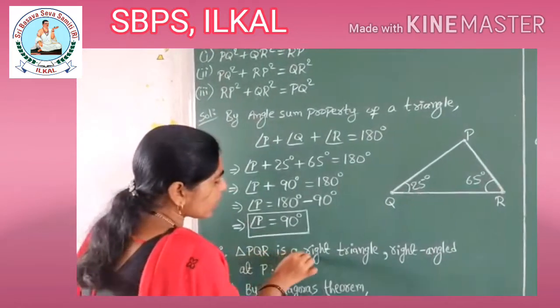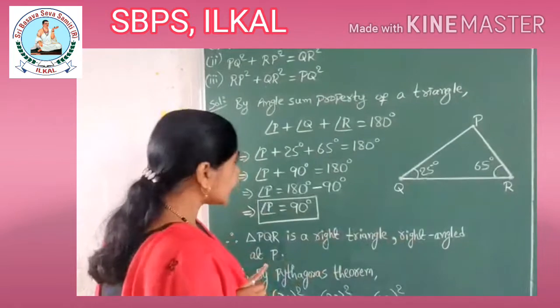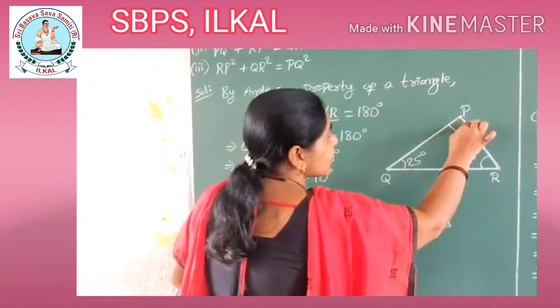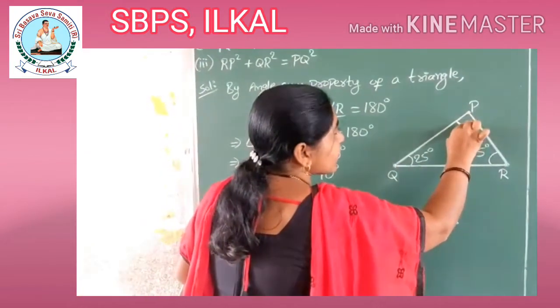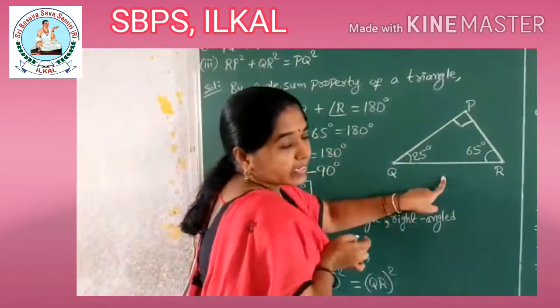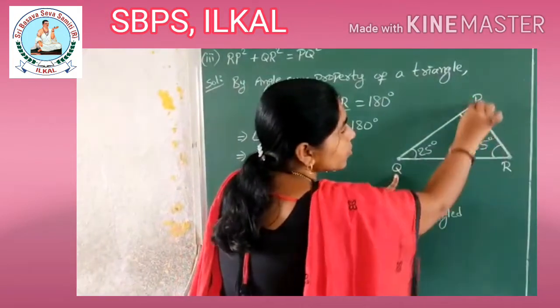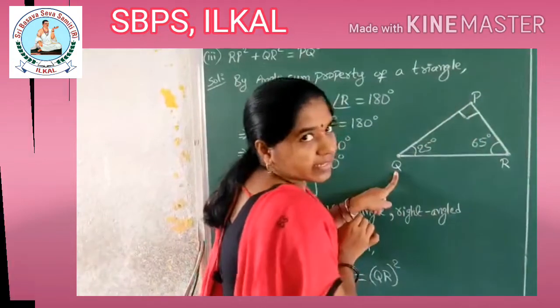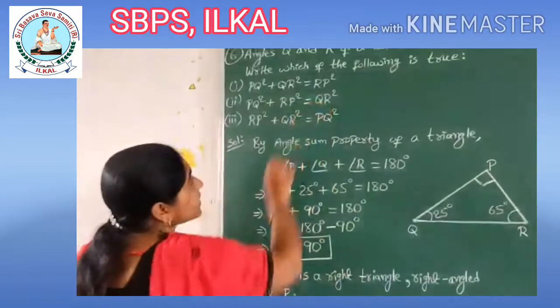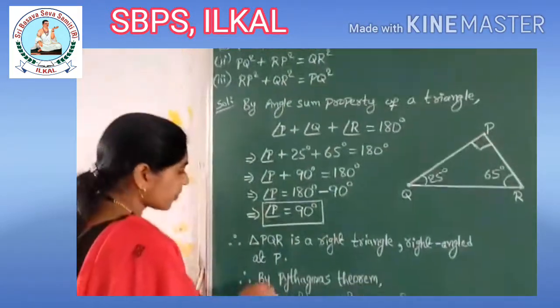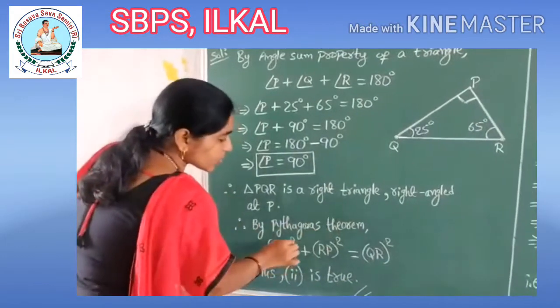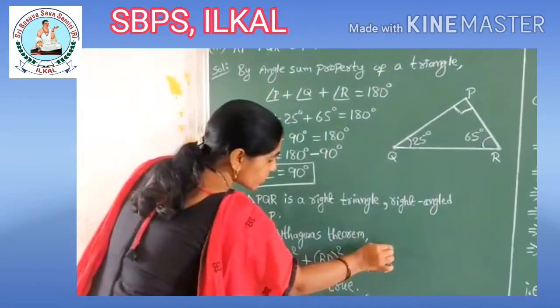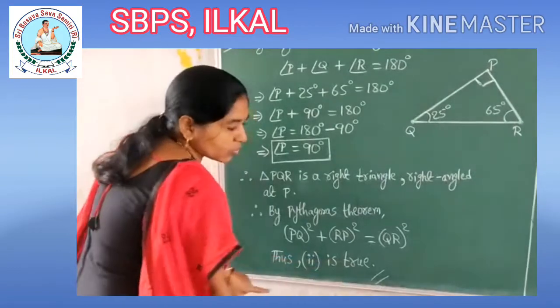Therefore, triangle PQR is a right triangle, right angle at P. Here it will be a right angle, children. If it is a right angle, its opposite will be the hypotenuse. Then QR square should be equal to PR square plus PQ square, is it? Then that will be our answer. By Pythagoras theorem, PQ square plus RP square is equal to QR square. And thus the second one is true.